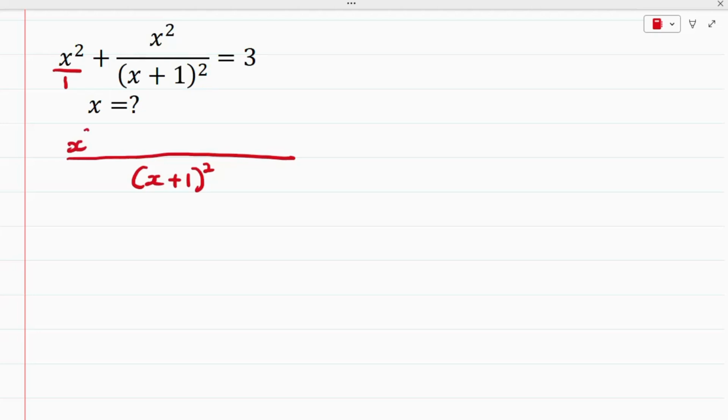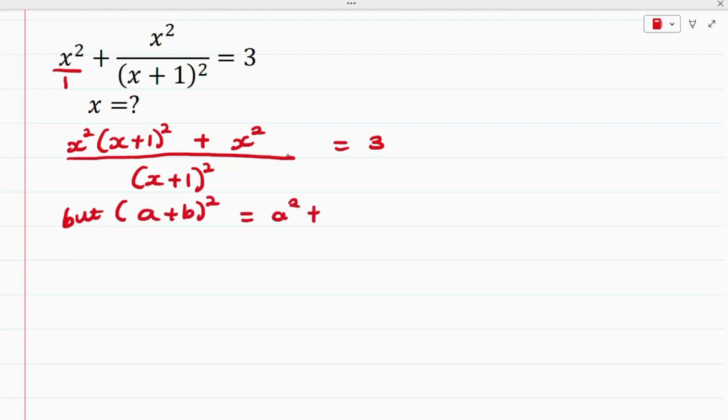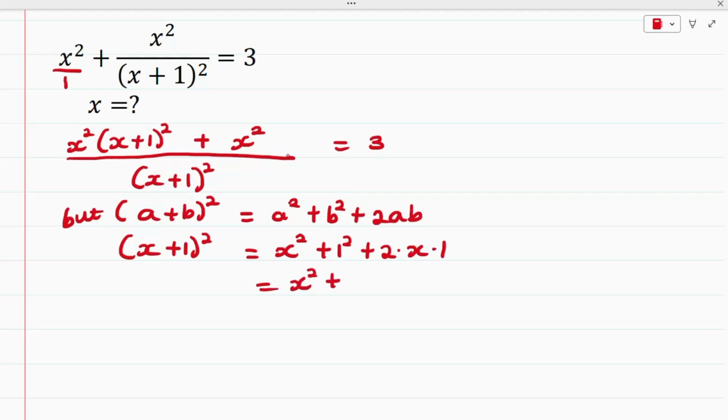So we have this to be x² multiplied by (x+1)² plus (x+1)² divided by (x+1)² is 1. 1 times x² is going to give us x², and this is equal to 3. Alright, but we know that if we have (a+b)², this is equal to a² plus b² plus 2ab. So if we have (x+1)², this is equal to x² plus 1² plus 2 multiplied by x multiplied by 1, which is equal to x² plus 1 plus 2x. Rearranging this, we have x² plus 2x plus 1, right?